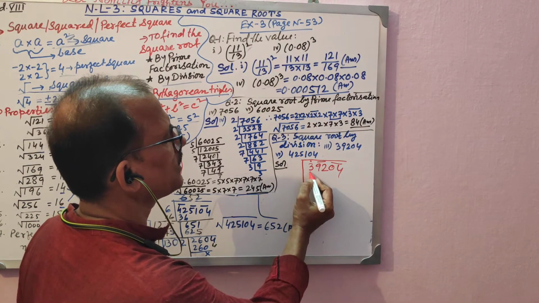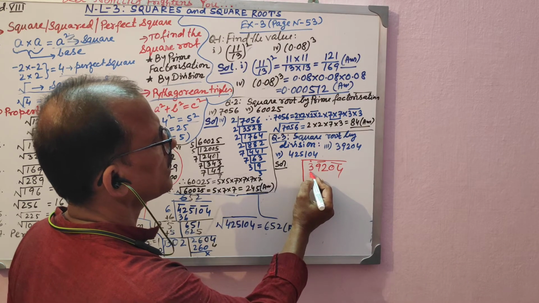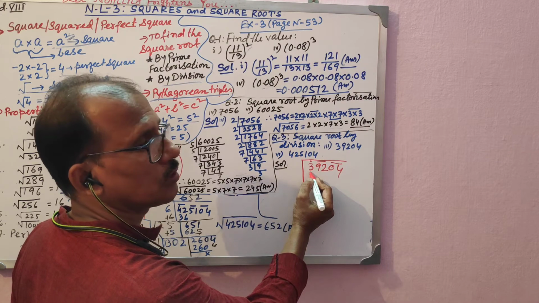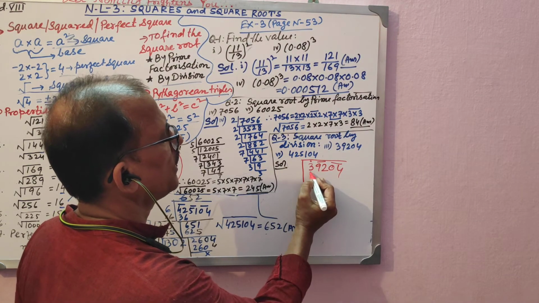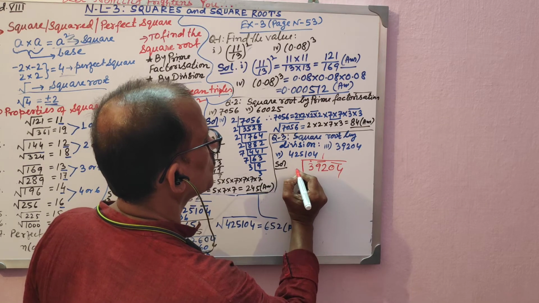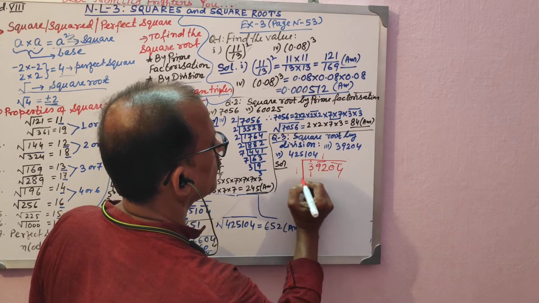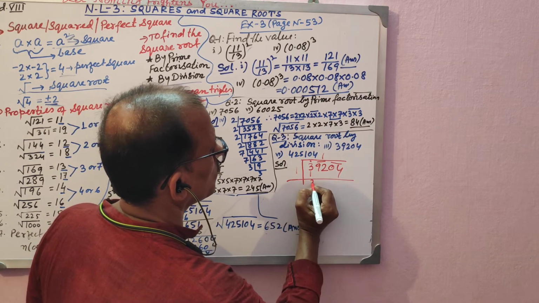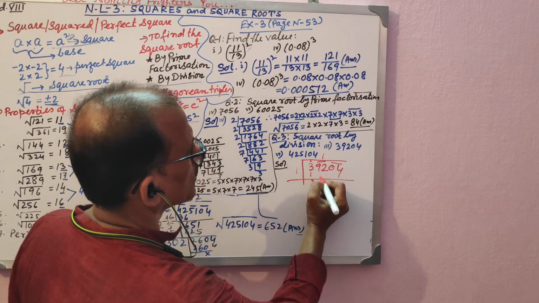Here it is a single digit, so the pair is not the single digit. You have to find a number whose square value is near to 3, not exceeding 3. Near to 3 will be 1 only. The next number's square value will be 2... so 1 1s are 1. Now do the subtraction. 2. Then the next pair will come down.